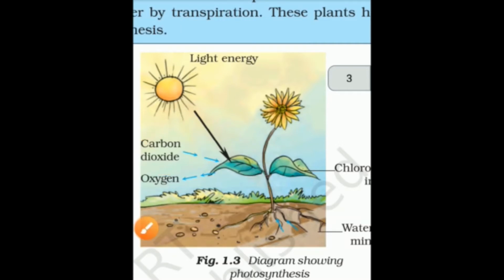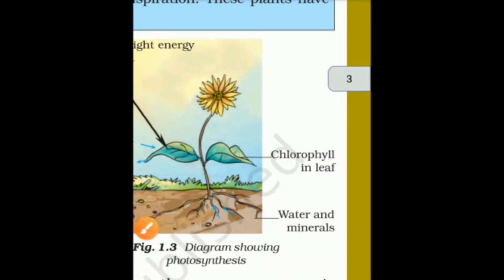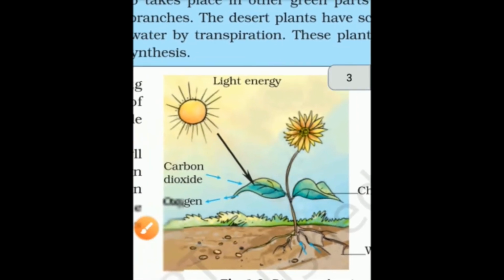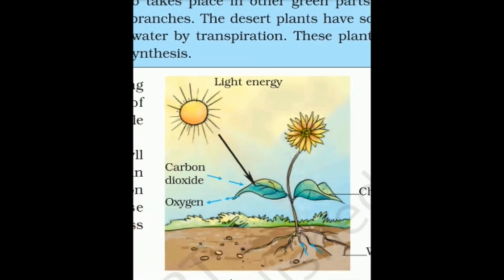Leaves are the food factories of the plant. So, all the raw materials should reach the leaves for the synthesis of food. You can see in the given diagram. Water and minerals are absorbed by the roots from the soil and reach the leaves through vessels. CO2 from the air enters the leaves through the tiny pores present in the leaves called stomata. These pores are surrounded by guard cells.